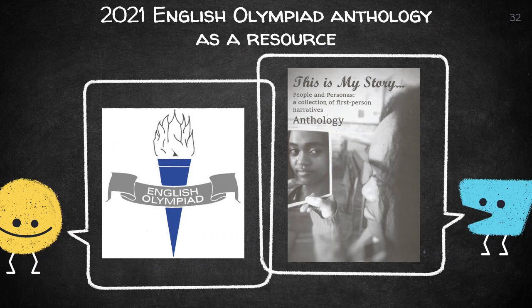For those of you who wrote the National English Olympiad on the 16th of March this year, I suggest that you take a look at the prescribed anthology, in which each piece showcases the voice of a specific writer. You'll find brilliant examples here of first-person narratives.